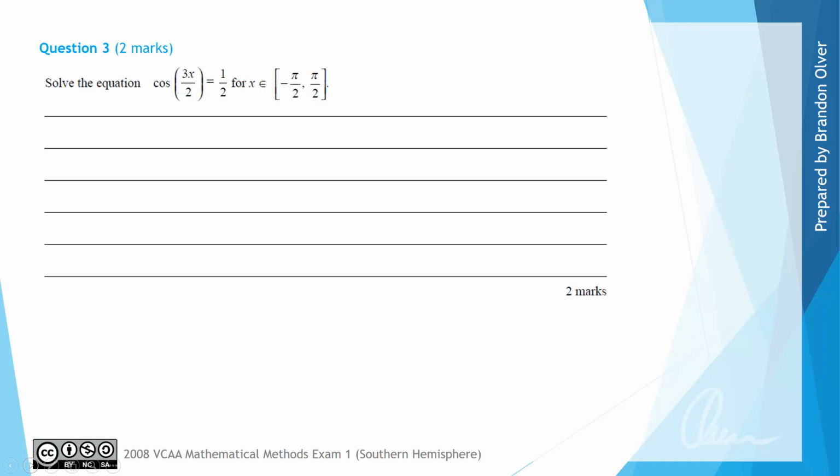So the first thing we're going to do is calculate the period for this function. The period is equal to 2 pi divided by n, where n is the number multiplying x. So we have n equals 3 divided by 2. That means the period is equal to 2 pi divided by 3 over 2. But instead of dividing by a fraction, we're going to multiply by the reciprocal, so we multiply by 2 over 3, which gives a period of 4 pi over 3.